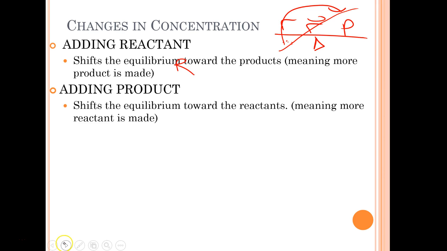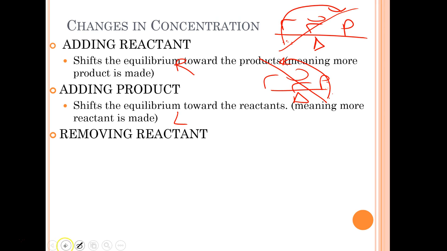If I add a product, again, reactants and products, perfectly balanced. If I add this, it's like my identical twin picking up the rock. It makes it heavier on this side. To rebalance, it's going to shift left.